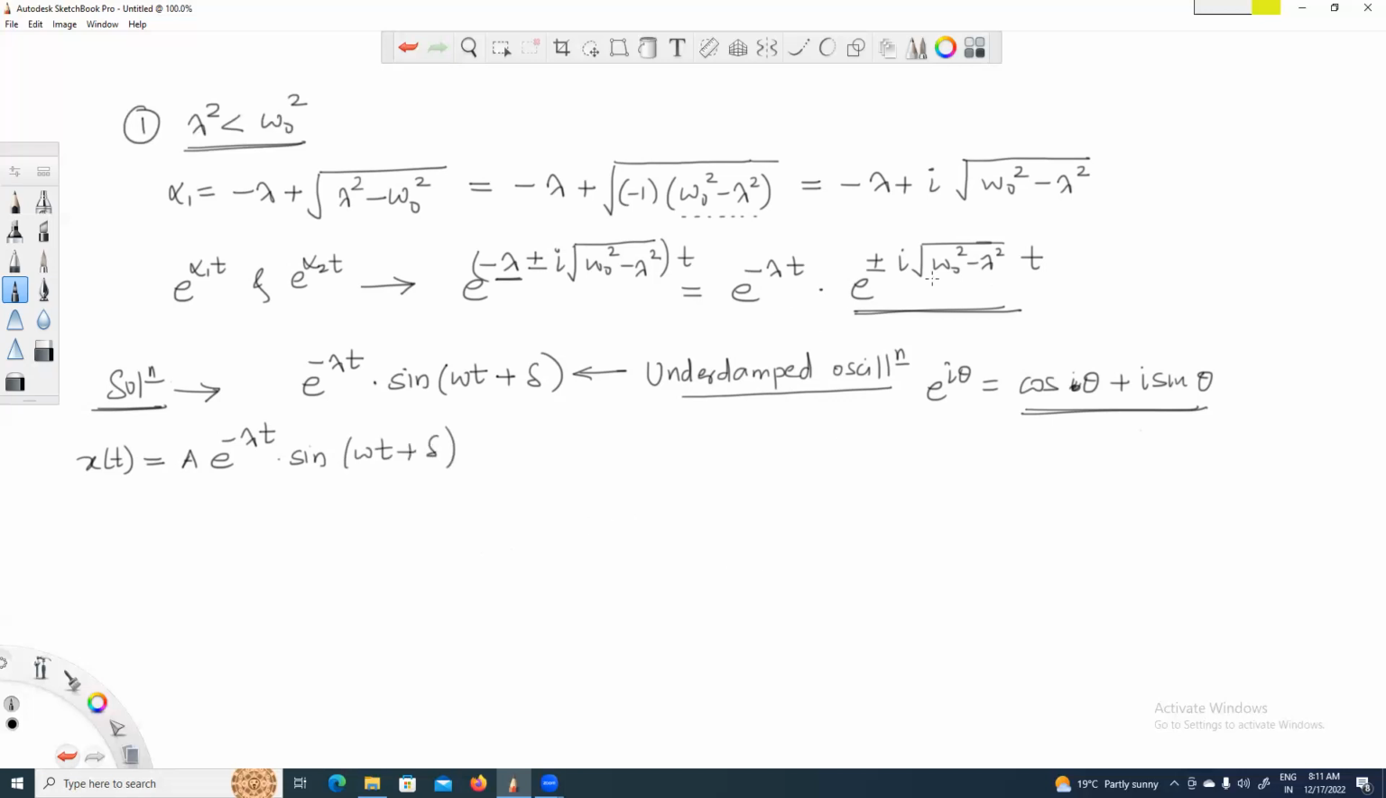And this omega obviously depends on this particular thing, because this would be the angle, the i theta. The underlying term will be our omega. So this is called underdamped oscillation.